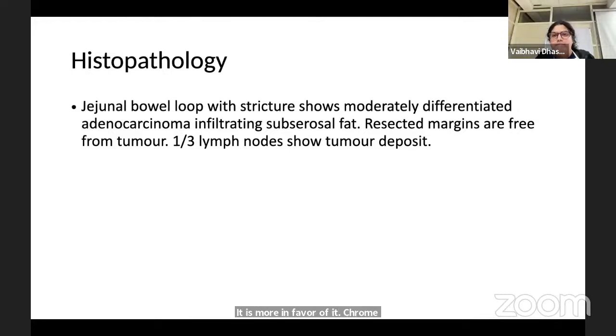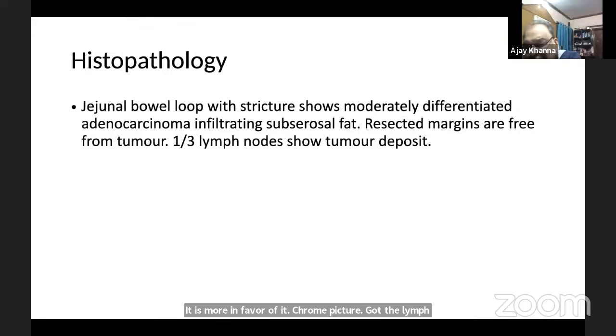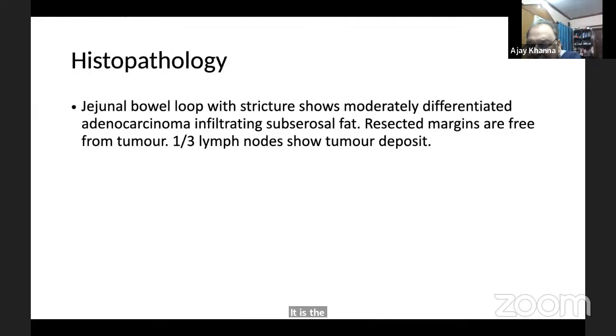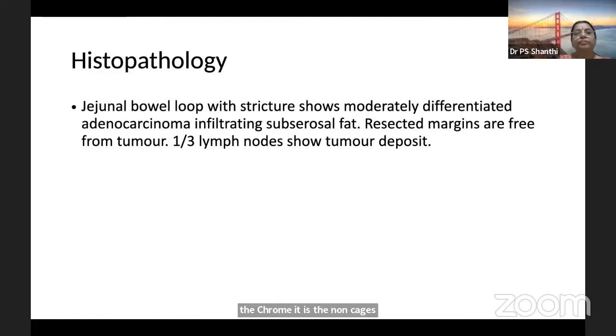Third, the lymph nodes are present in both cases, but in case of tuberculosis, it is the caseous type, while in the case of Crohn's, it is the non-caseous. So this is the way that intraoperatively you can decide whether it is the tuberculosis or whether it is the Crohn's. What are the various types of the intestinal tuberculosis?